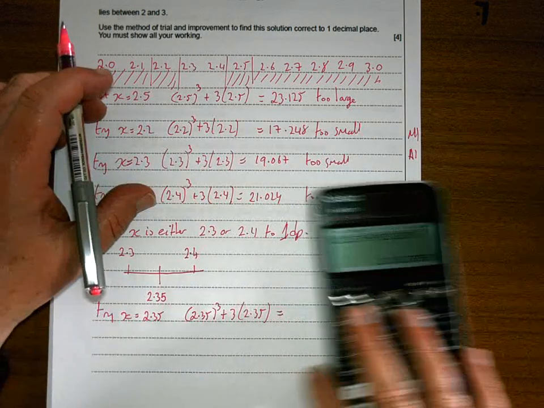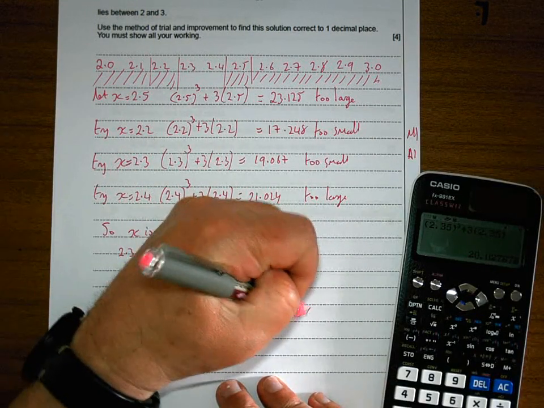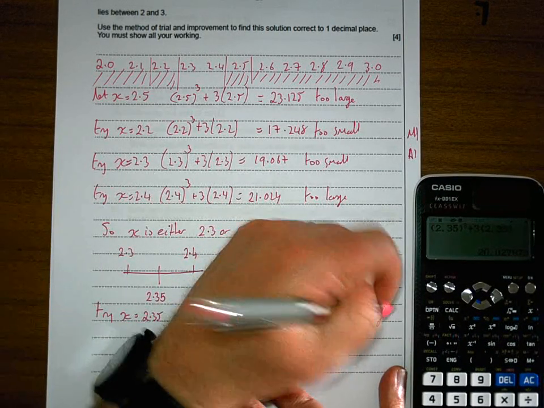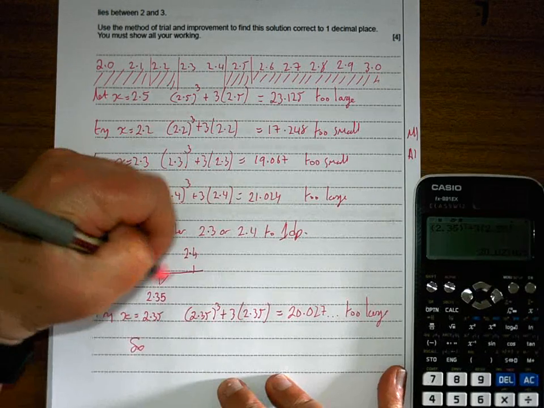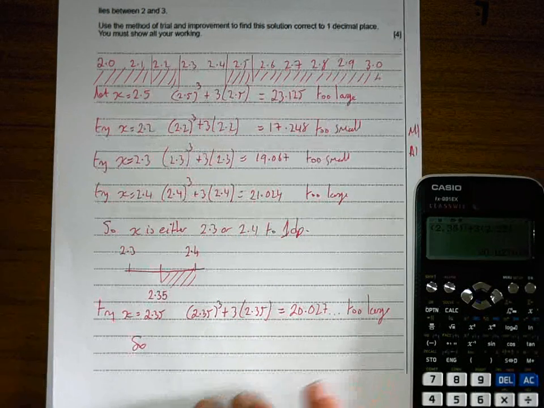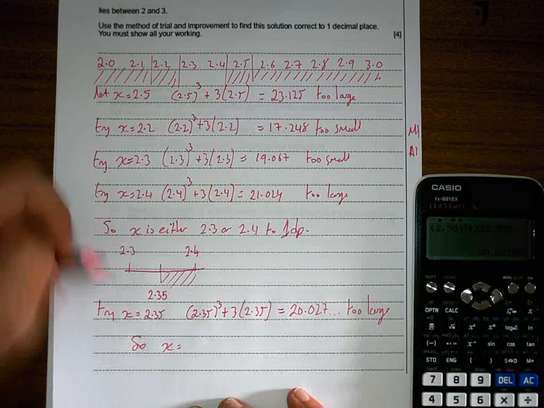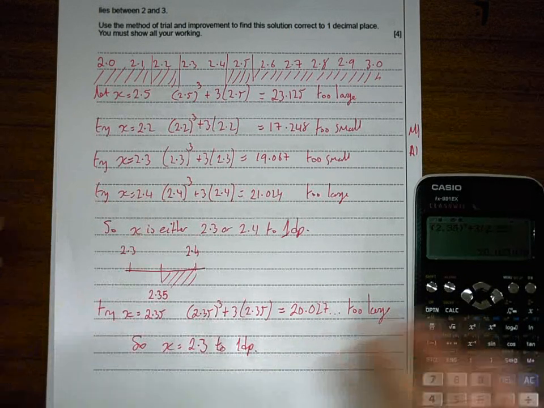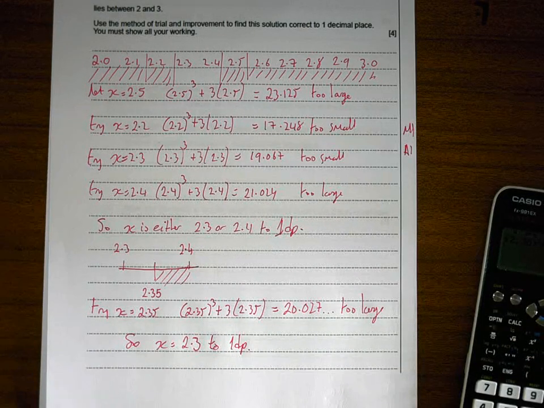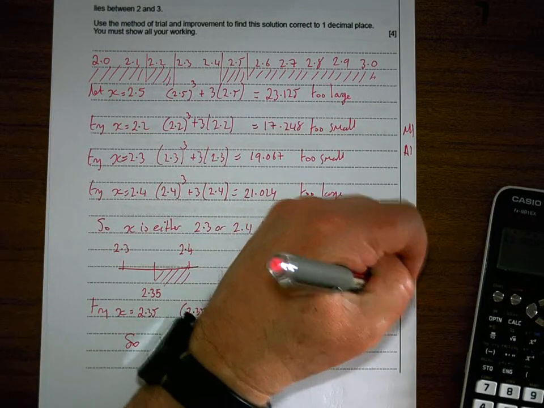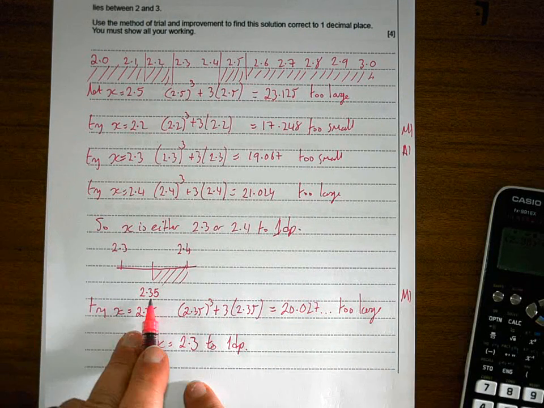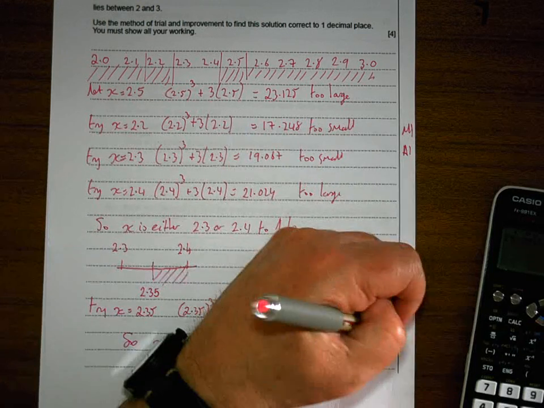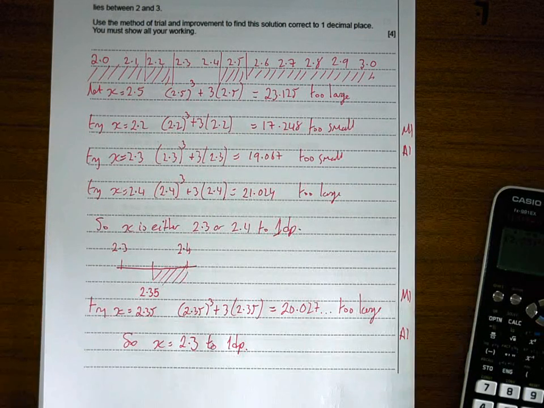So that's too large. 20.027, too large. So everything there is going to be too large. X equals 2.3 to 1 decimal place. So the last 2 marks is the method of going halfway and then using that outcome to decide which of those it's going to be. So those are the 4 marks.